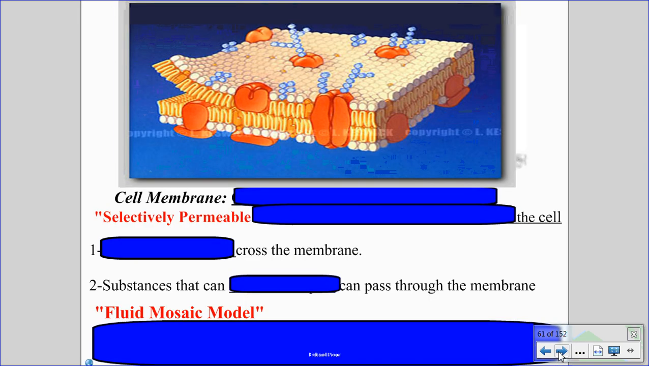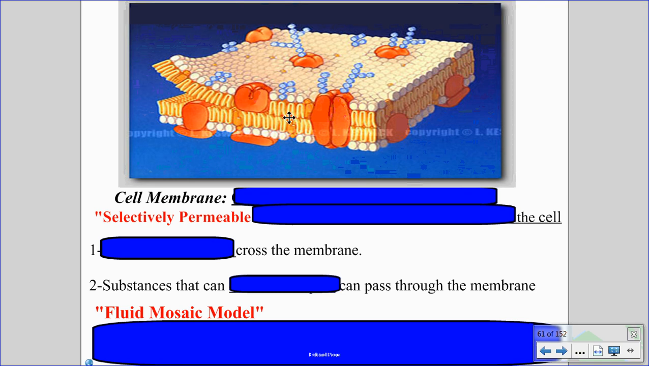First structure I want to talk about is the cell membrane. Now, in your notes, this is the notes section of our assignment. I have written down the cell membrane and I have the same picture that you have in your notes. Now, if we look at the structure of the cell membrane, it's very complex.